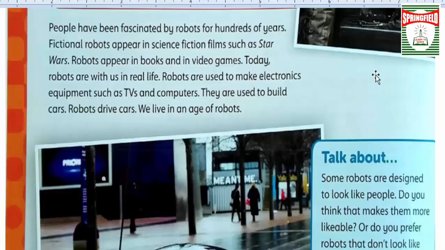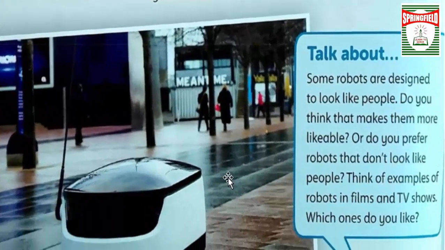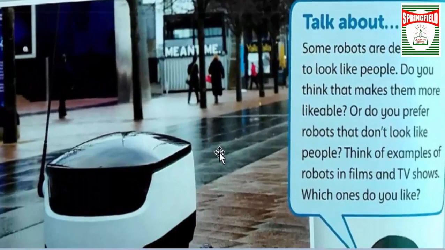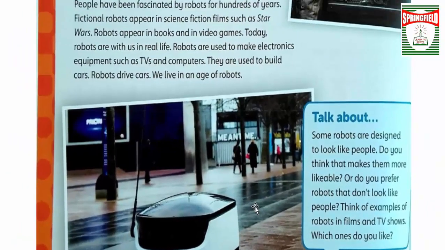There is a dialog box in which it says, some robots are designed to look like people. Do you think that makes them more likable, or do you prefer robots that don't look like people? Think of examples of robots in film and TV shows. Which ones do you like? Okay, so I will ask this question in your assessment.